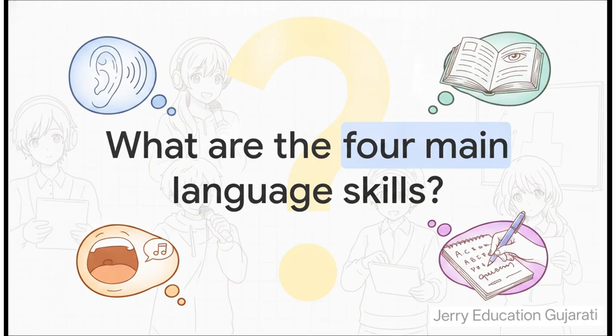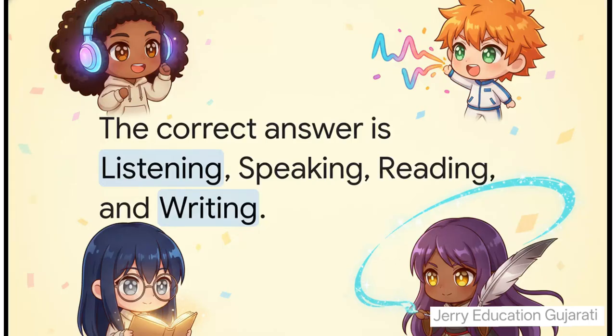We'll start with the most foundational question of the entire topic. What are the 4 main language skills? Think about the natural sequence of how a human learns a language. Did you get it? The correct answer is listening, speaking, reading, and writing. This specific sequence is definitely not random. It is the absolute golden rule of language pedagogy. We hear, we speak, we read, and then we write.